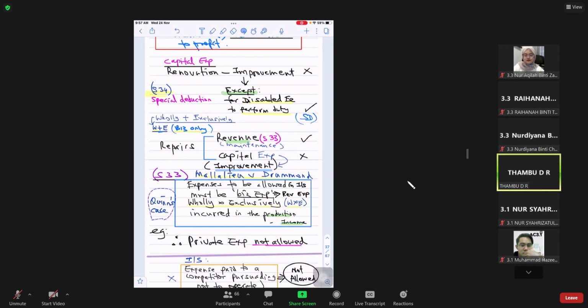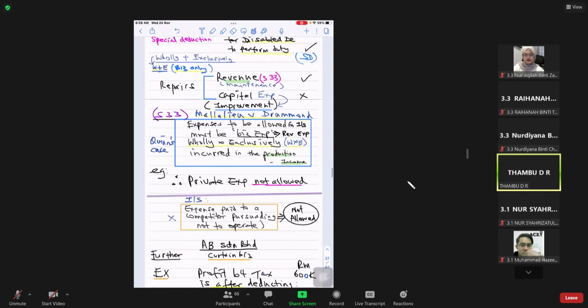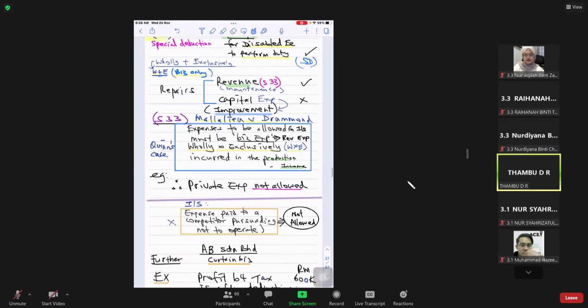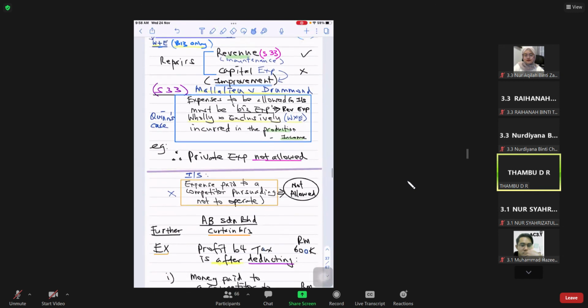And Queen's case. Two cases to explain. So I'll explain and conclude this work today. Okay, last point before I get into the explanation. Any expenses paid to a competitor persuading them not to operate are not allowed.